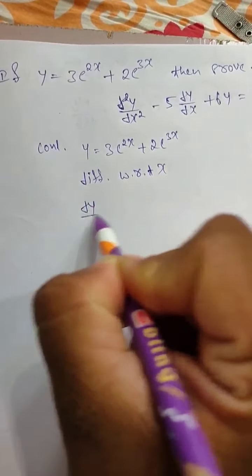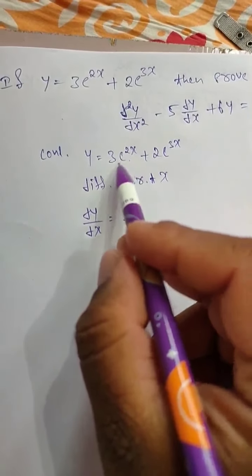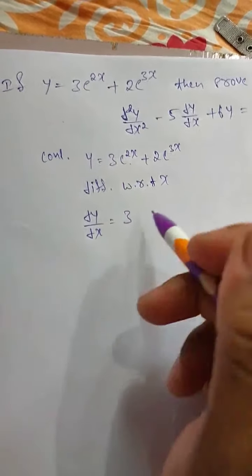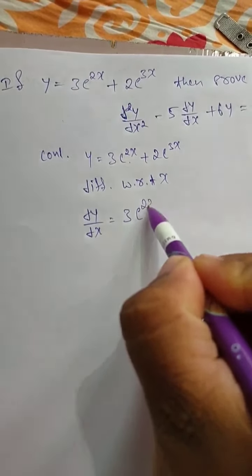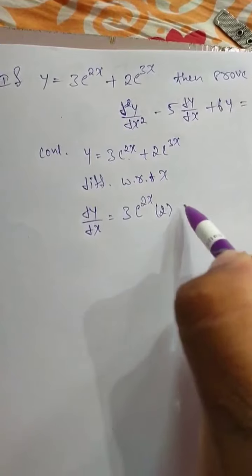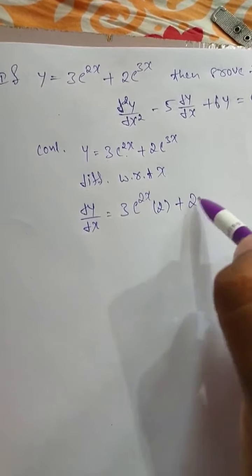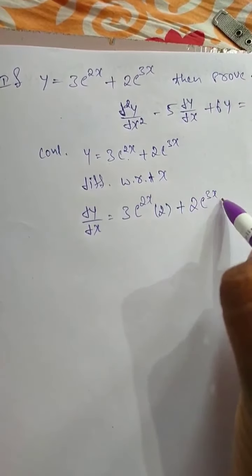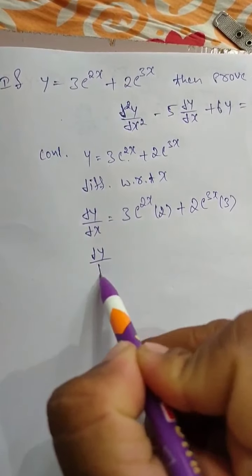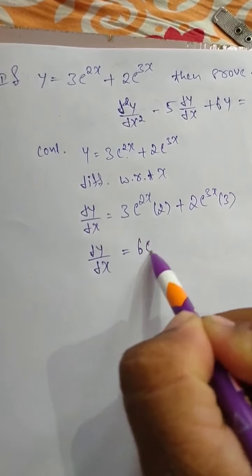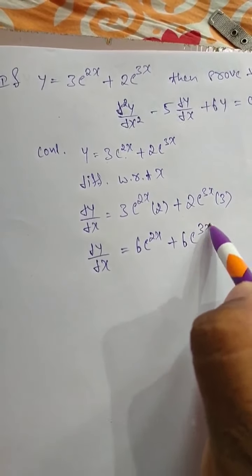So dy by dx is equal to, here 3 is a constant. While differentiating, when a constant is with the function, take the constant outside and differentiate the function. The differentiation of e to the power of 2x is e to the power of 2x into 2, plus 2 is a constant, take it outside. The differentiation of e to the power of 3x is e to the power of 3x into 3. Now 3 twos are 6. So dy by dx is equal to 6 e to the power of 2x, plus 2 threes are 6, 6 e to the power of 3x.